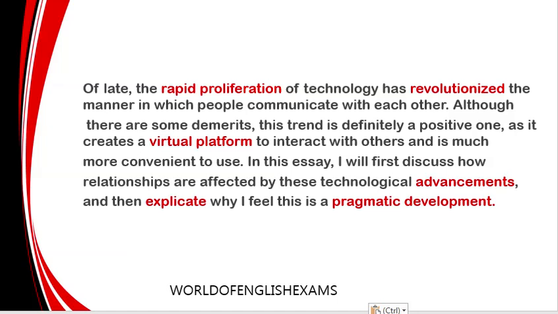Of late, the rapid proliferation of technology has revolutionized the manner in which people communicate with each other. Although there are several demerits, this trend is definitely a positive one, as it creates a virtual platform to interact with others and is much more convenient to use. In this essay, I will first discuss how relationships are affected by these technological advancements and then explicate why I feel this is a pragmatic development. So this is how the introduction would look for this essay type, that is two-way question.